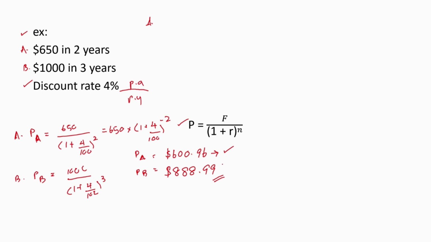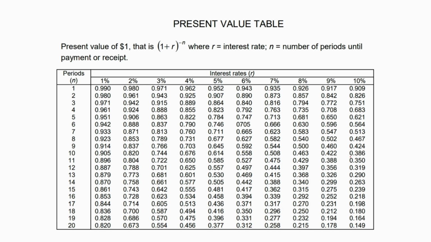Now let's discuss the discounting factor table, or this is also called the present value table. Here is the present value table.